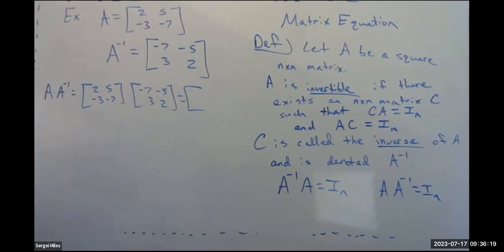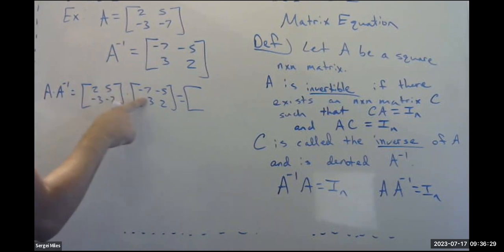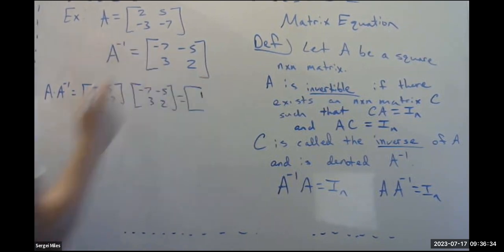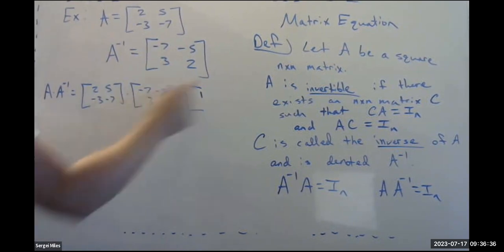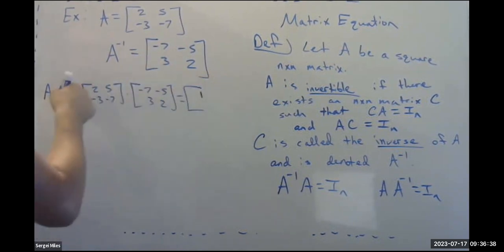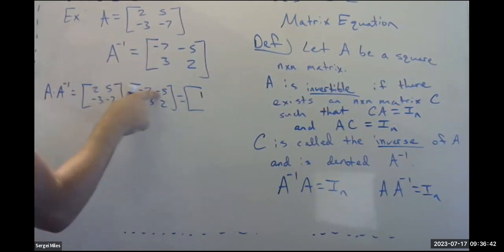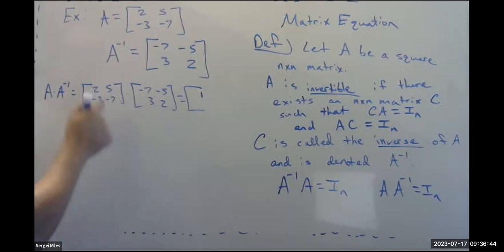Okay, so let's do the dot product. Multiply across the row, down the column. 2 times -7 is -14, plus 5 times 3 is 15. Well, 15 minus 14, 1. Okay, looks promising so far. Now I'm going to multiply across the first row, second column. 2 times -5 is -10. 5 times 2 is +10. They're going to cancel each other out.